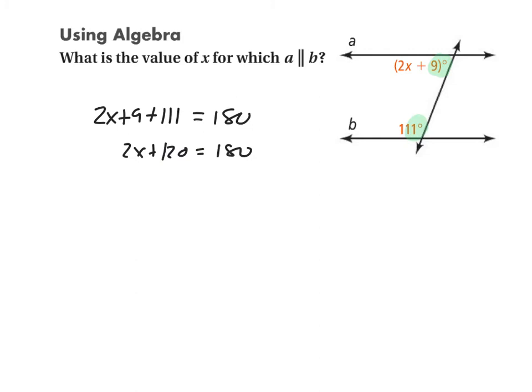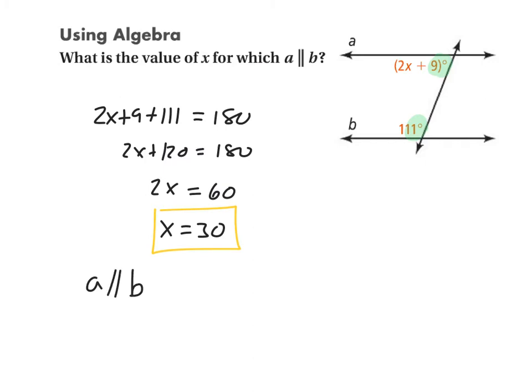We subtract 120 from both sides, so 2x equals 60, and then divide by 2, so x equals 30. So there's our answer. And really, all you need to do is give me x equals 30, okay? But as far as answering the question, if I was to write it out in a proper sentence, I would say A is parallel to B only when x equals 30.